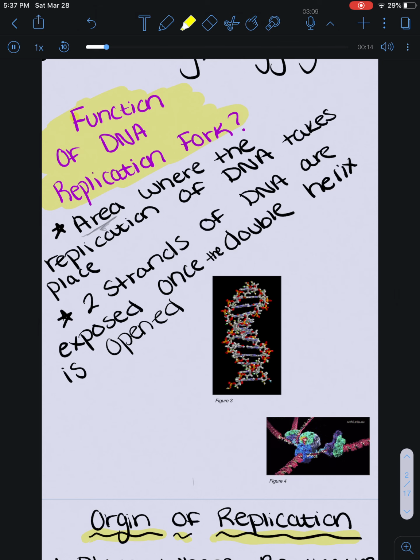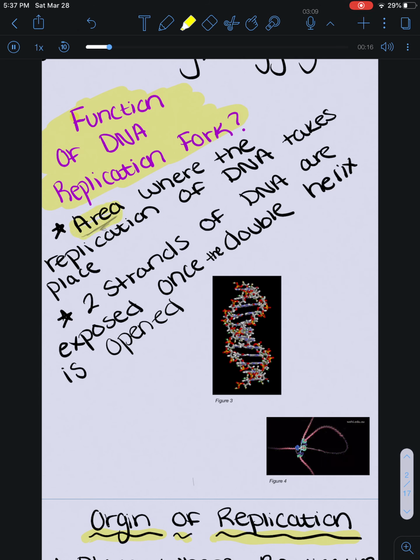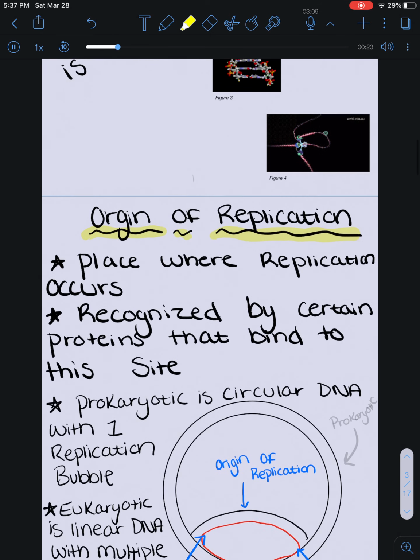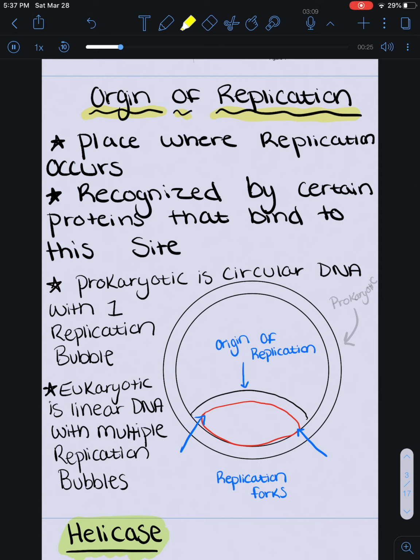The function of a DNA replication fork is the area where replication of DNA takes place. We have to start by looking at the origin of replication. Now, this is different in prokaryotic and eukaryotic organisms, but both are the place where replication occurs. Drawn is the origin of replication for prokaryotic organisms, which is circular DNA with one replication bubble, but eukaryotic is linear DNA with multiple replication bubbles.